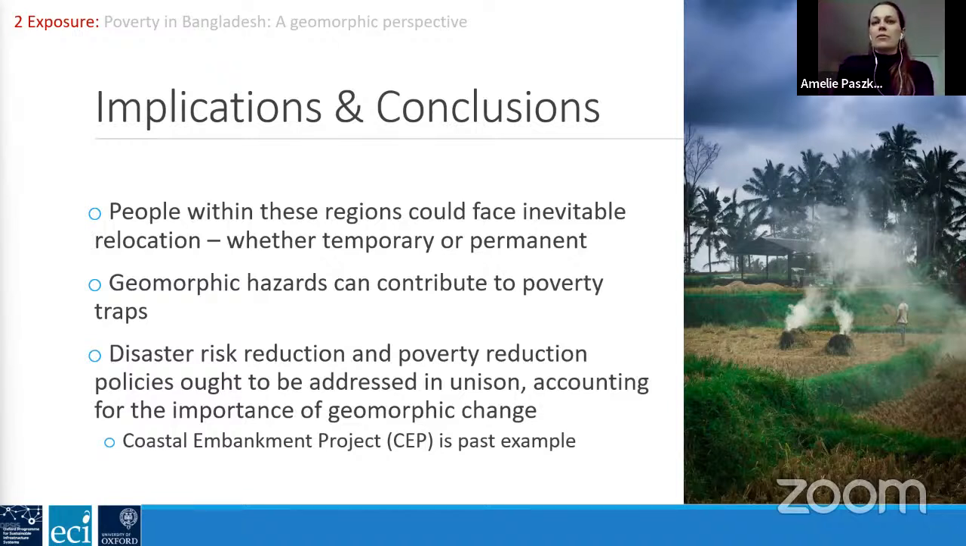So with this study, we were hoping to highlight the socioeconomic importance of geomorphic hazards in order to give that weight and make these geomorphic processes more commonplace and more mainstreamed in decision-making and future assessments of deltaic risk.